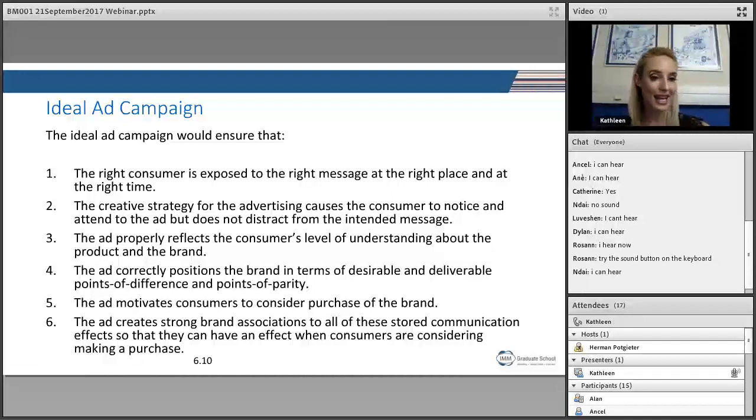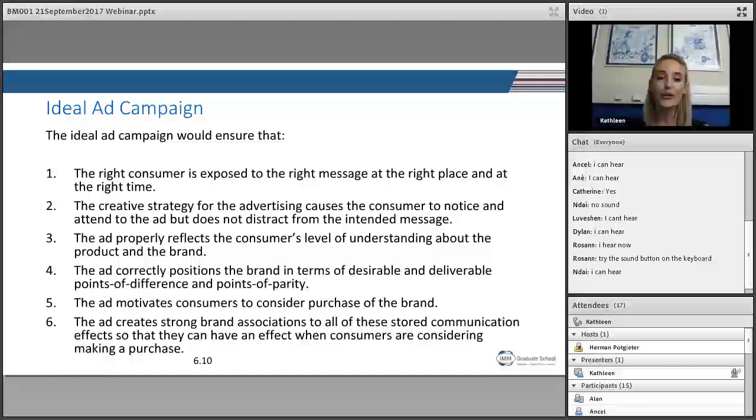So step 1 is you have to make sure that the right customer is exposed to the right message at the right place at the right time. And this is why it's so important for us to choose our channel or our medium correctly.